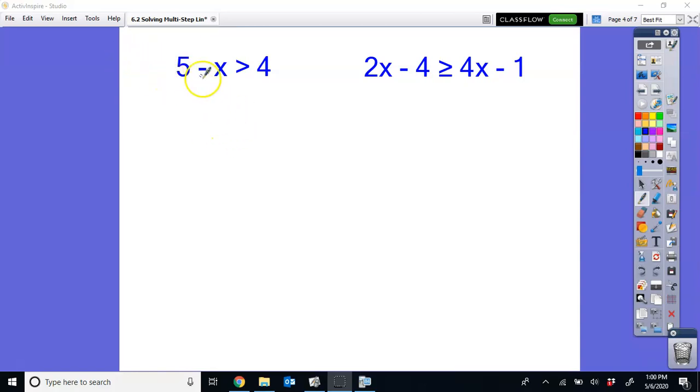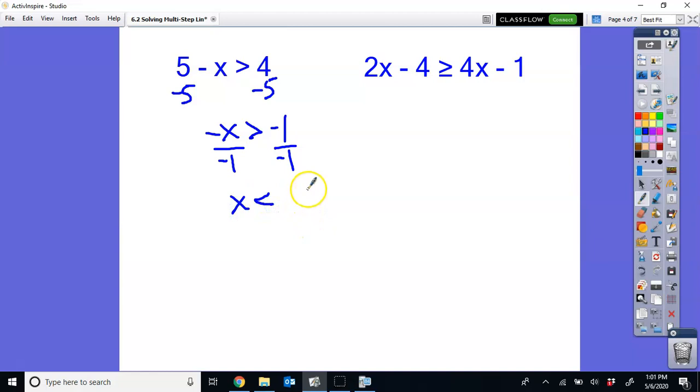So, solving these, hopefully you paused it and solved them. We subtract 5 on this guy, subtract 5 on this guy. And that gives me negative x is greater than 4 minus 5, which is negative 1. This one's a little weird because you do have a negative 1 in front of this x. You have to divide by negative 1, divide by negative 1. That means you need to flip your symbol around because you divided by a negative.